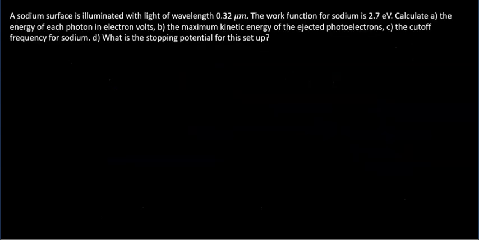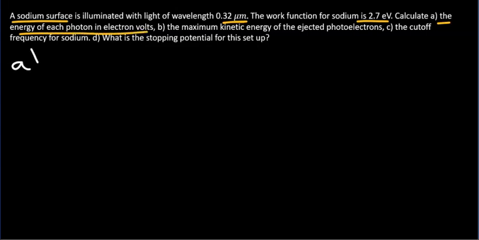Now let's look at a problem. A sodium surface is illuminated with a light of wavelength 0.32 micrometer. The work function for sodium is 2.7 electron volts. Calculate the energy of each photon in electron volts.